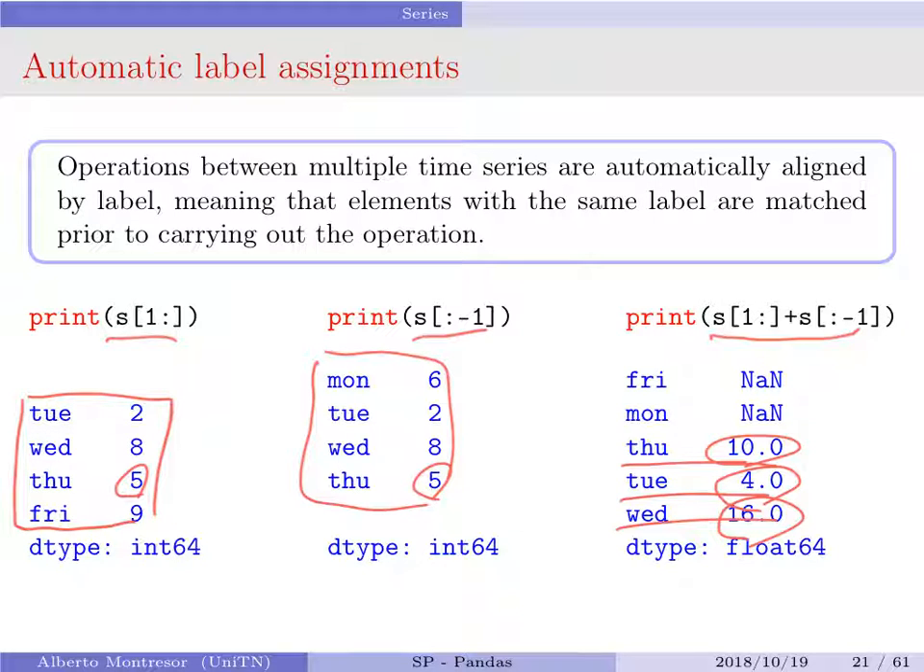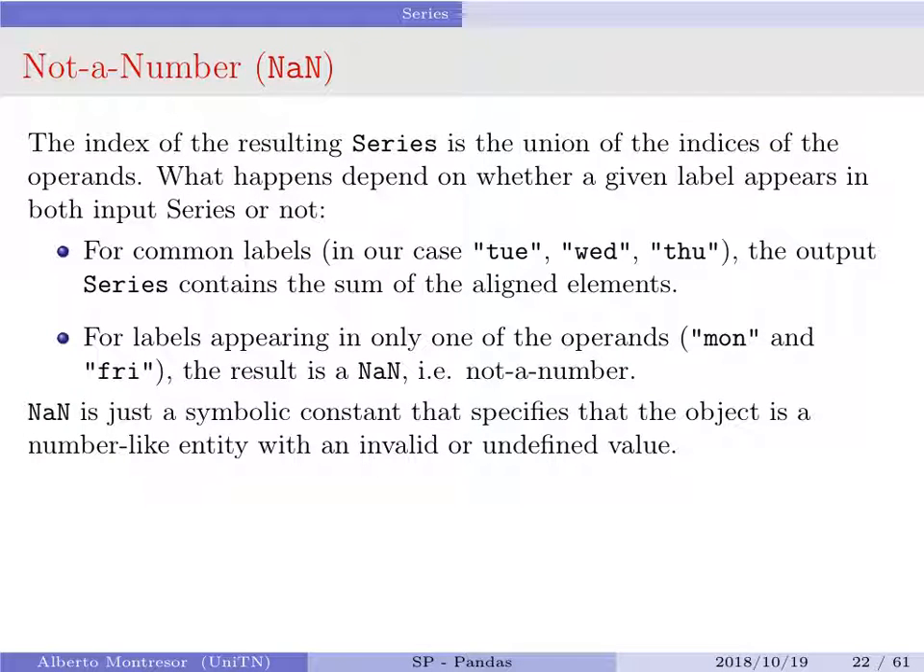That value that you see there is a special value, NaN, which is different from None. It means I don't know. There is no number associated to it. NaN is just a symbolic constant that specifies that the object is a number-like entity with an invalid or undefined value. It's also what you get when you try to divide by 0. What you get is not a number, NaN.